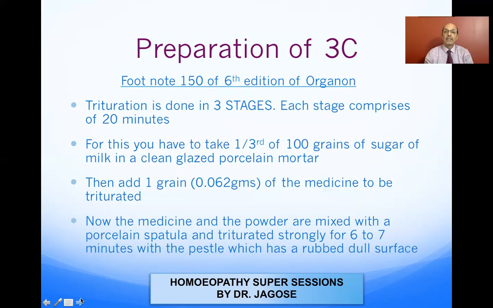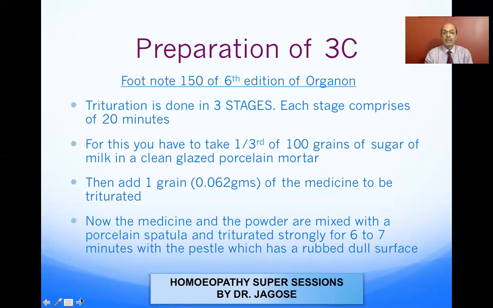Now, the preparation of 3C is given in the long footnote 150 of the 6th edition of the Organon. I've simplified it. Let us see what it is. Trituration is done in 3 stages, each comprising 20 minutes. I'm sure all of you know about this. For this, you take 1/3 of 100 grains of sugar of milk in a clean glazed porcelain mortar. You take 100 grains of sugar of milk, divide it into 3 parts, and only put 1/3 of that into the mortar.